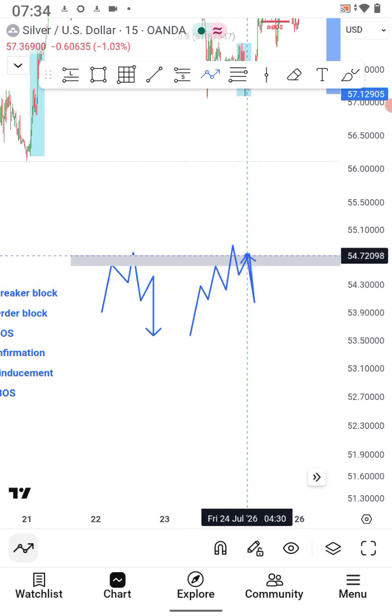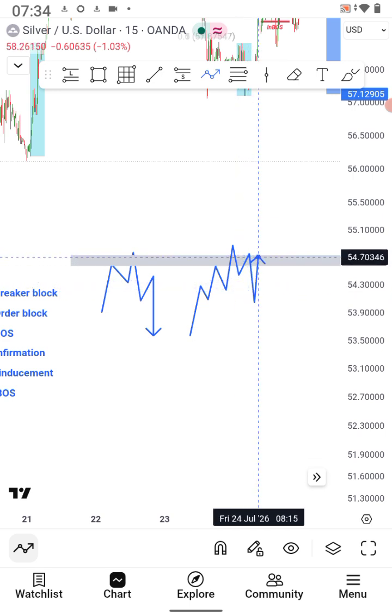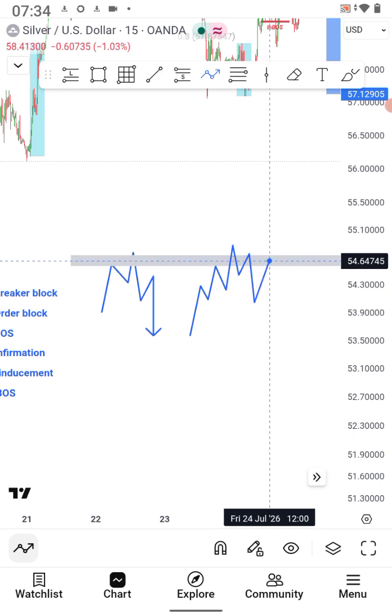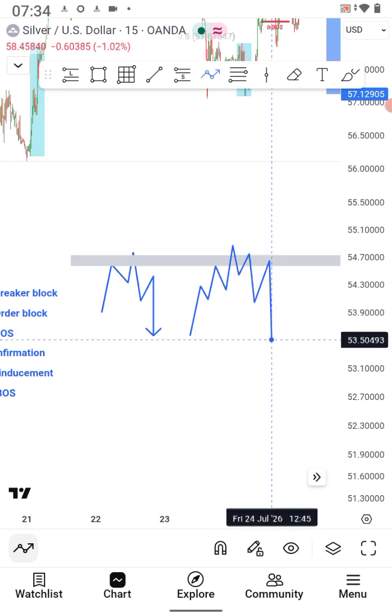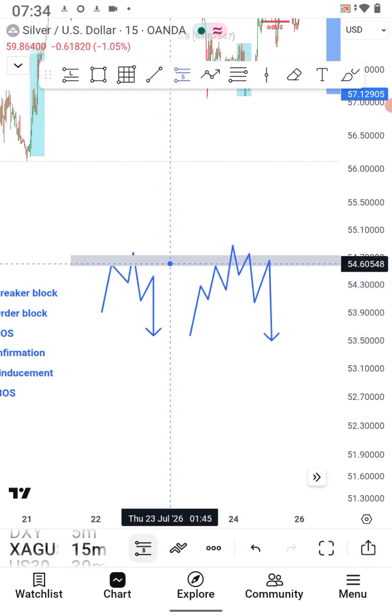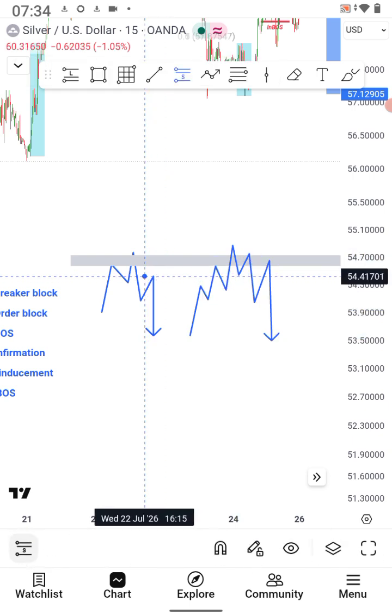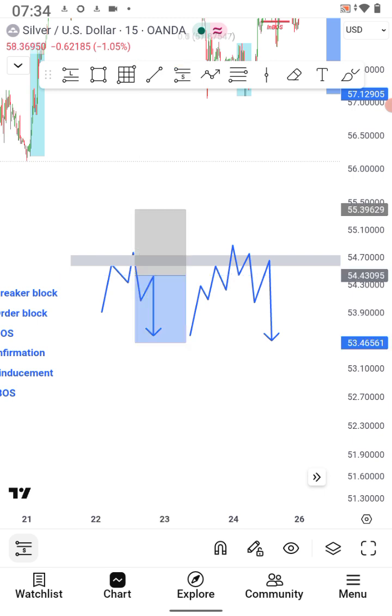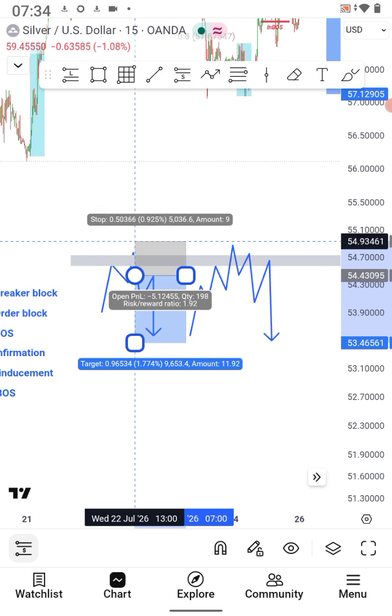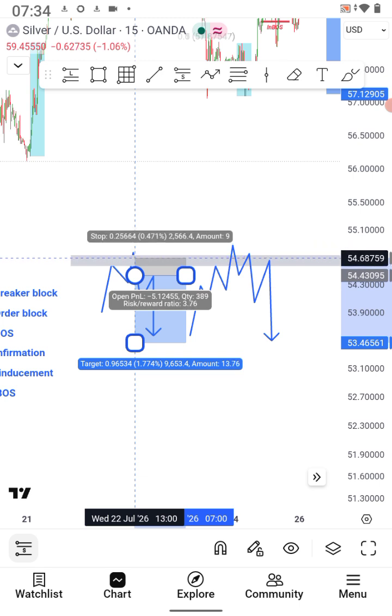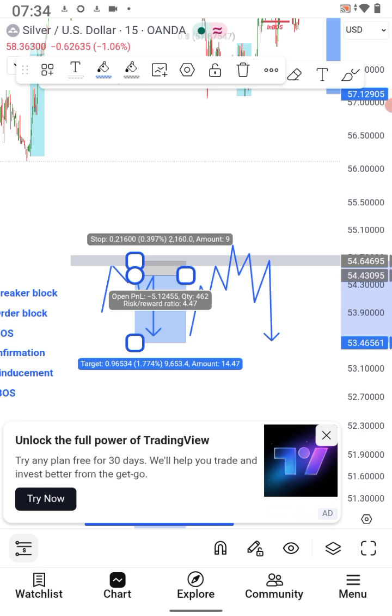There will definitely be another block here. Are you seeing it now? So you come and use the other block here, around here, to enter. So this one now, your entry was around here. This one now, your entry was around here. Maybe at the top of the breaker block or something. So this would have been your entry here.